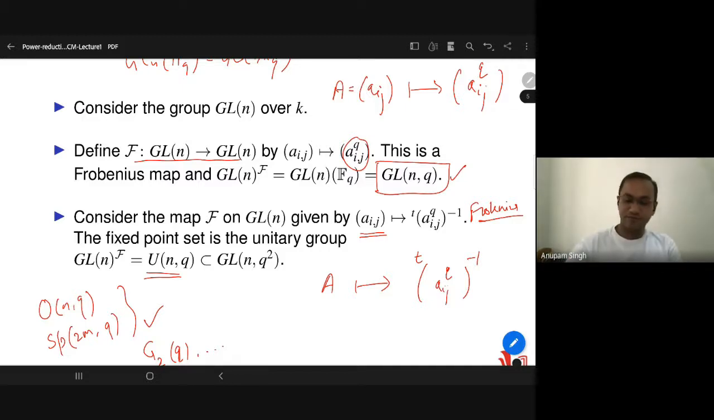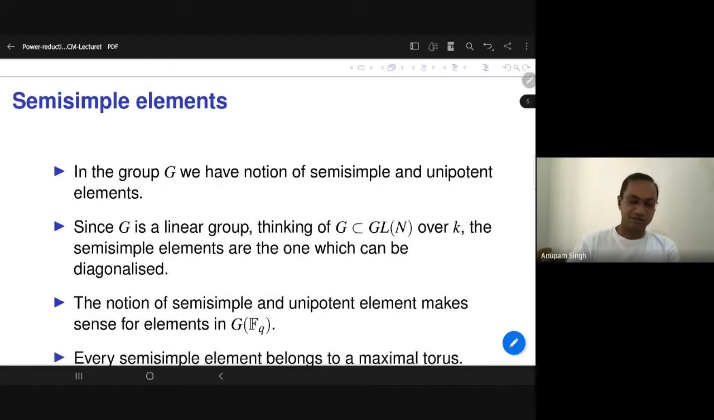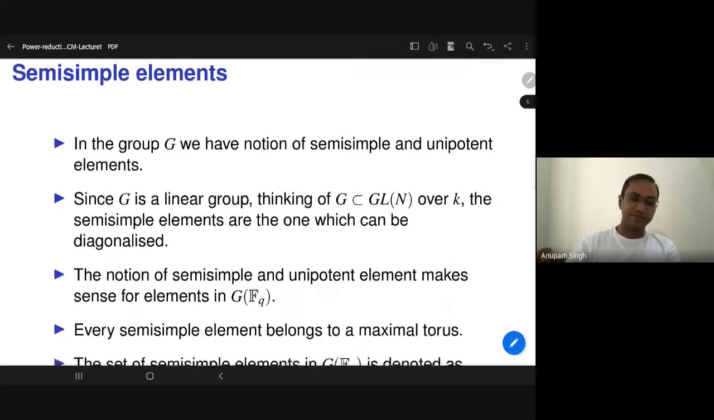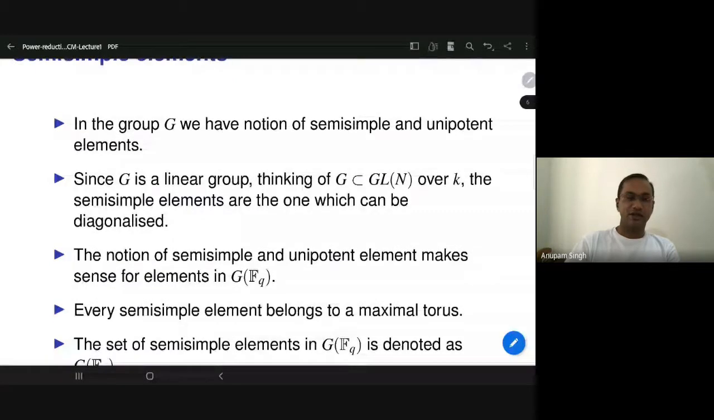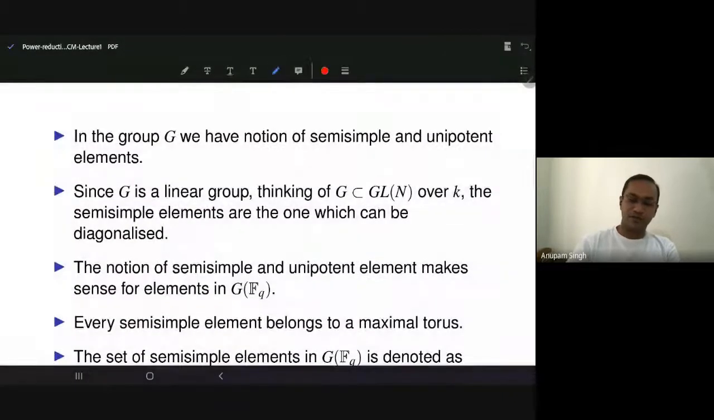Okay, let me recall some more things. Again, these were done earlier, especially in the lectures of Shripad and others. So what is a semi-simple element? In algebraic groups, we have the notion of semi-simple elements and unipotent elements. This is simply because this algebraic group G is a linear algebraic group. That means I can put it inside some GL_n, and I can think of an element of G to be a matrix, and then I can talk about a semi-simple element.